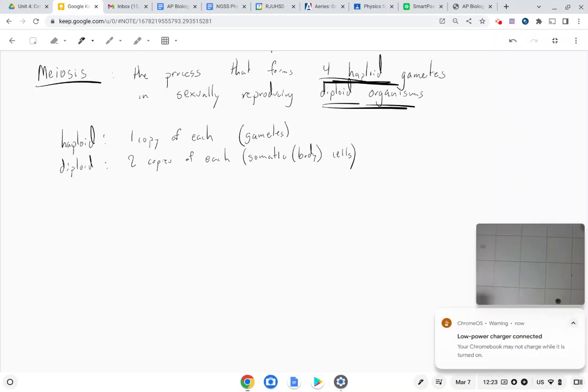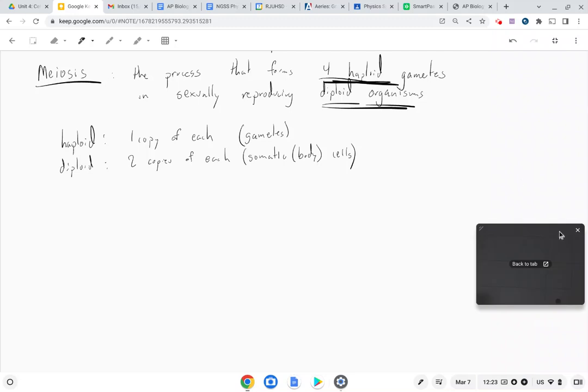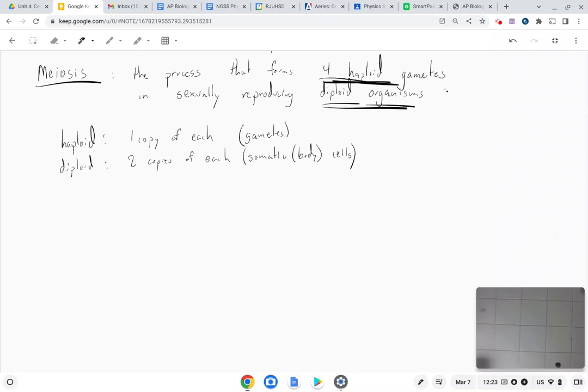Whoa, what happened? Oh, low power. Charger connected. Okay. Fine. Okay, anyway.